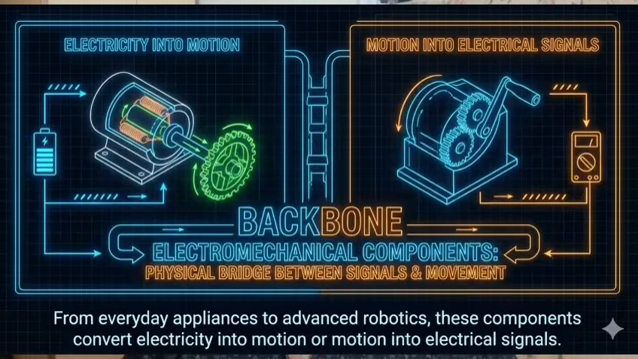So with that said, today, as I promised, I'm going to explore more on electromechanical devices. Electromechanical components are the backbone of modern electronic and automation systems. They act as the physical bridge between electrical signal and mechanical movement. From everyday appliances to advanced robotics, these components convert electrical signals into motion or motion into electrical signals.